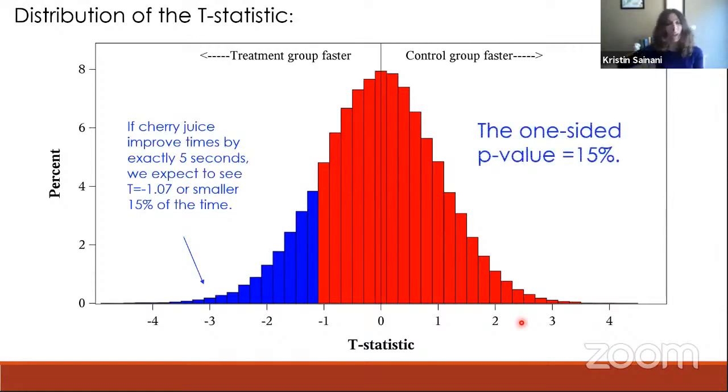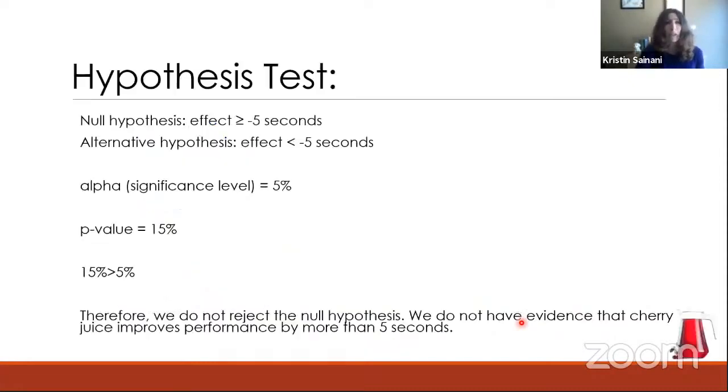Again, I'm not interested in the other tail. I'm not interested in distinguishing between when cherry juice has a negligible effect versus a harmful effect. So I'm only setting this up as a one-sided p-value. I only want to look at whether it's beneficial or not beneficial. So my p-value comes out to be 15%. Well, that's pretty high. In other words, it's not that surprising I would see a statistic this big. So if we run my formal hypothesis test here, let's say we choose a 5% alpha level, we are not going to reject our null hypothesis. We do not have evidence that cherry juice improves performance by a meaningful amount.